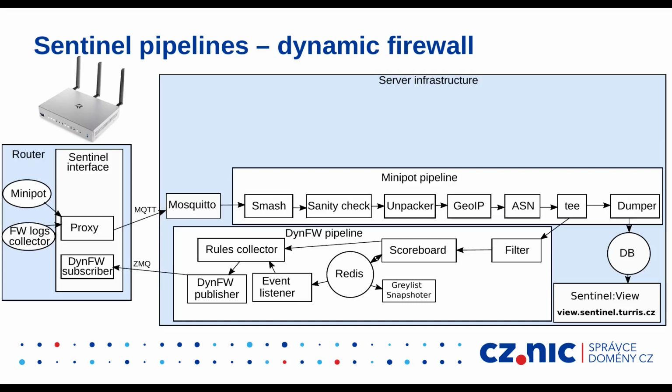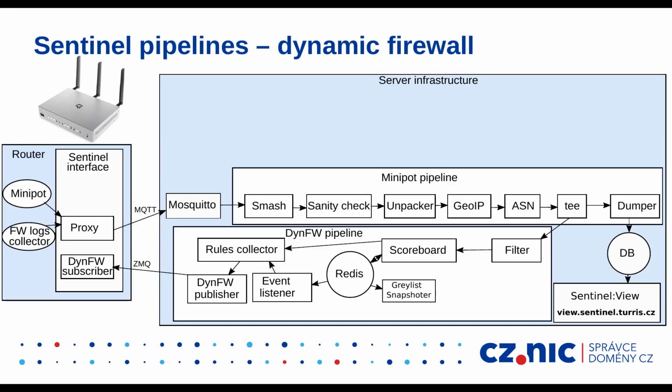The scoreboard component then uses Redis as a storage for running scores of the addresses. It also assures that no router is able to add more score than a limit defines. When the scoreboard detects that one of the addresses reaches the threshold, the address record is removed and the address is placed to the list of dangerous addresses. At the same time, a new message containing that address is issued and sent to the rules collector. Rules collector keeps a copy of the current list and forwards its updates to the dynamic firewall publisher component.